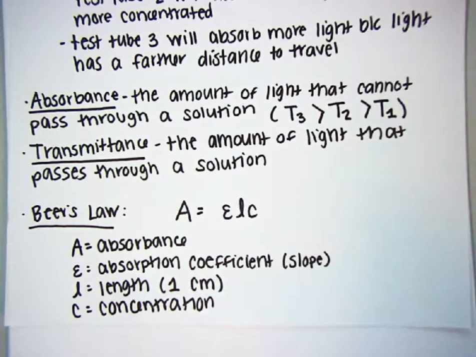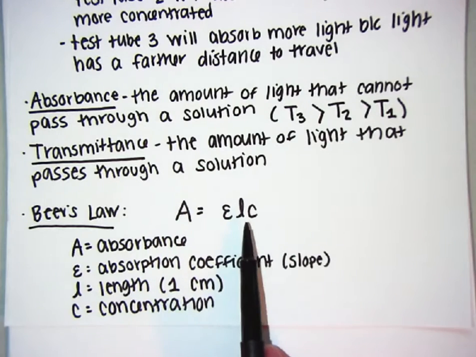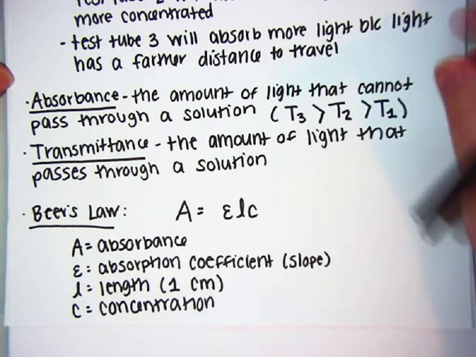So we can see that the absorbance, the amount of light absorbed, is going to depend on how far the light has to travel and what the concentration is. For our purposes, we are going to assume that the length is going to be 1 centimeter. All right, let's look at some data and we'll do a calculation.